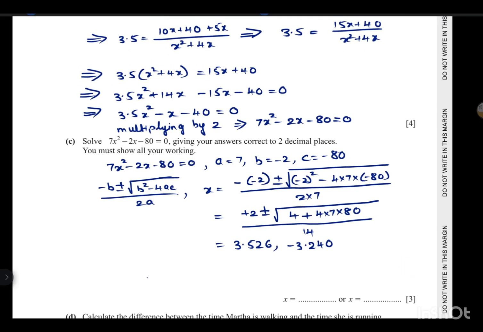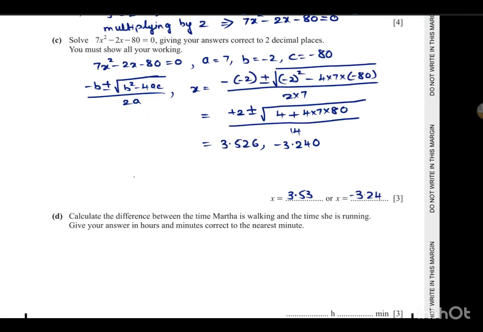Okay, so write down the values of x by rounding to the two decimal places. So it is 3.53 and this is minus 3.24. Question D. Calculate the difference between the time Martha is walking and the time she is running. Give your answer in hours and minutes, correct to the nearest minute.